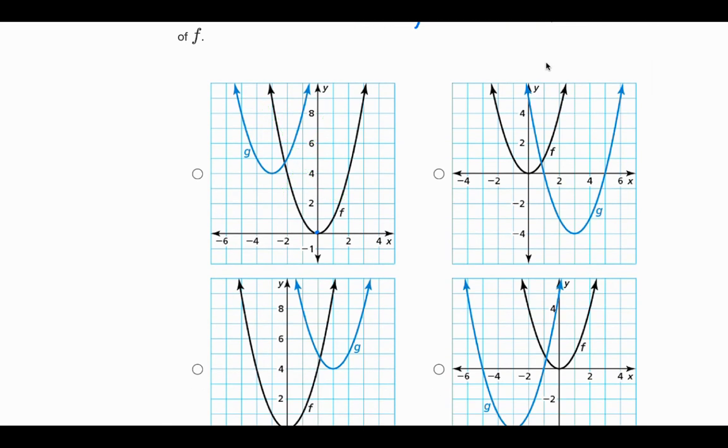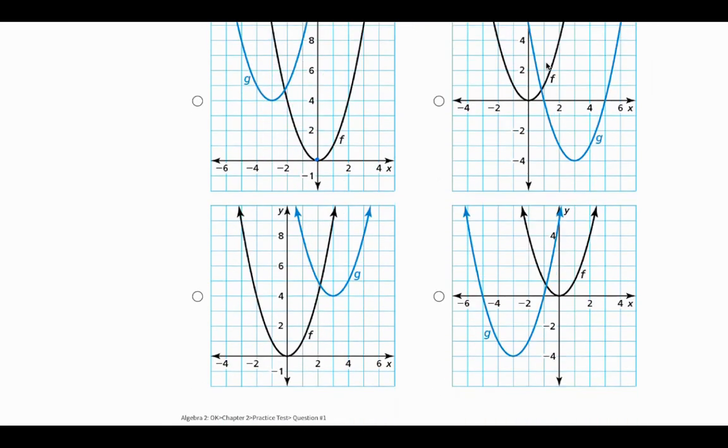Let's see, the next one over, well, that's not going to work either, because that is going down. Let's see, how about this third one? 1, 2, 3, and then 4 up. 1, 2, 3, 4. Yeah, that one will work. So it has to be that one there.